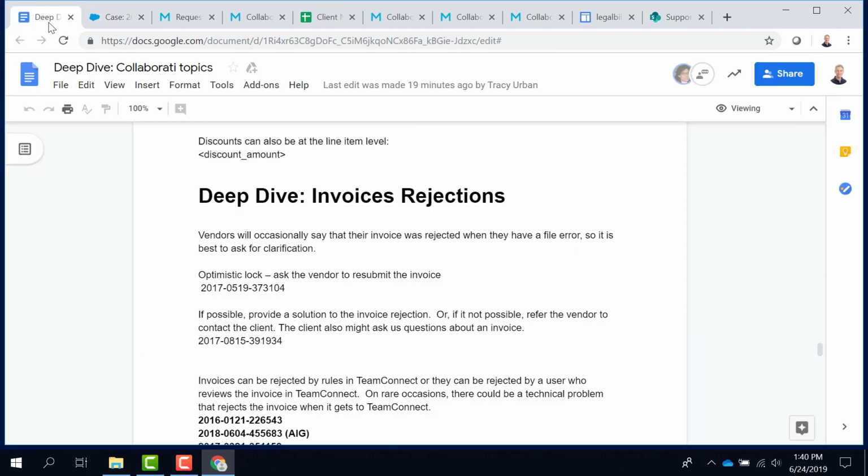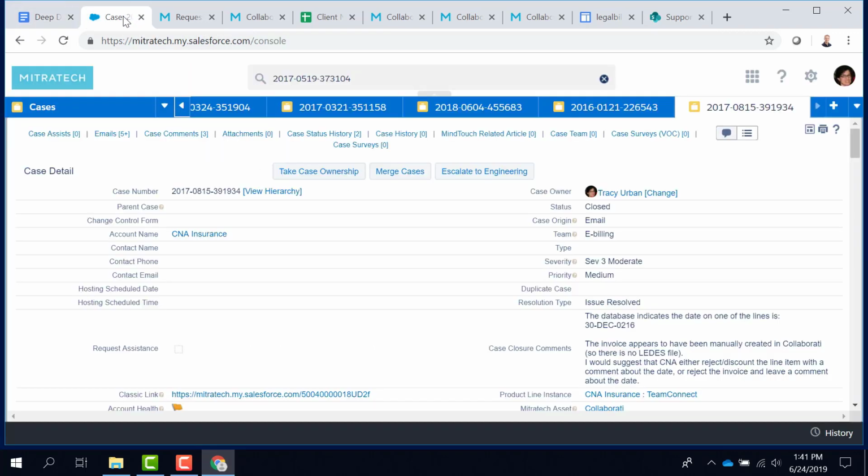All right, let's go on. If possible, provide a solution to the invoice rejection, or if it is not possible, refer the vendor to contact the client. The client also might ask us questions about an invoice.